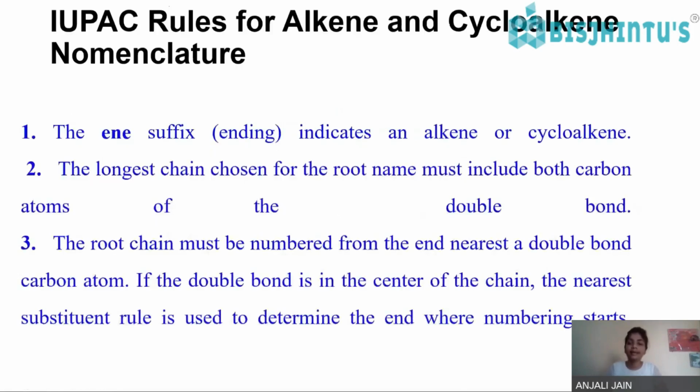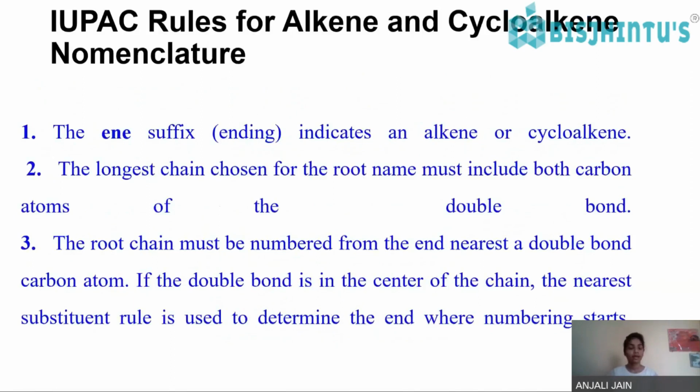IUPAC rules for alkene and cycloalkene nomenclature. The "-ene" suffix ending indicates an alkene or cycloalkene. The longest chain, "-ene" is for alkene when we are having a double bond. The longest chain chosen for the root name must include both carbon atoms of the double bond. The root chain must be numbered from the end nearest the double bond carbon atom, and if the double bond is in the center of the chain, the nearest substituent rule is used to determine the end where numbering starts.